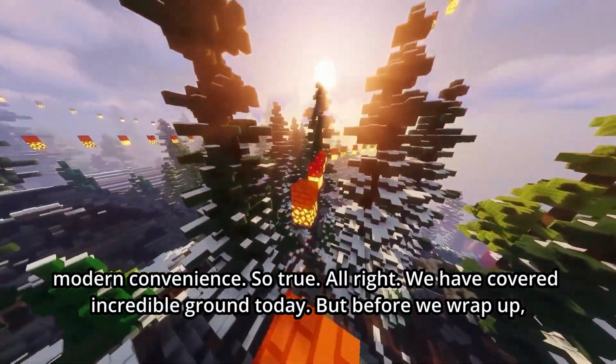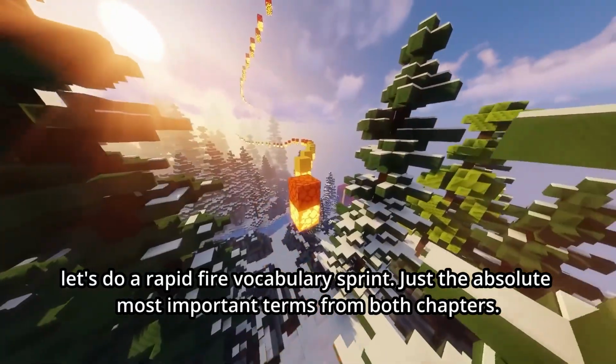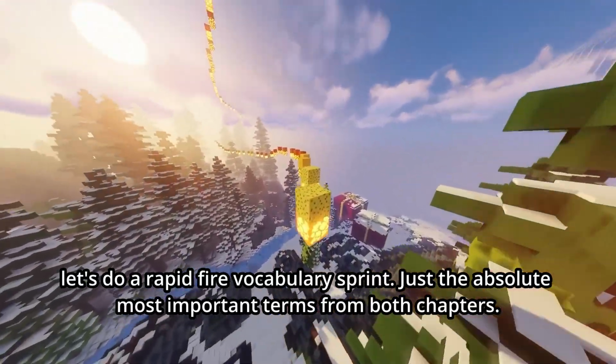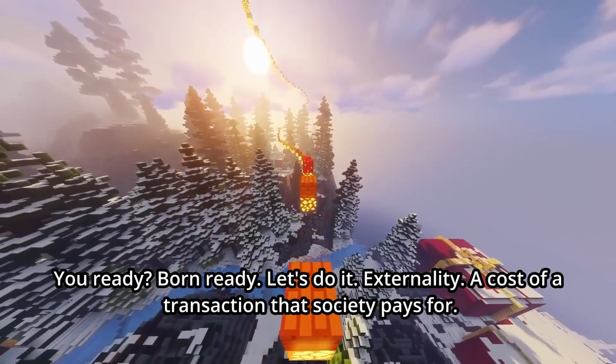So true. All right, we have covered incredible ground today. But before we wrap up, let's do a rapid-fire vocabulary sprint. Just the absolute most important terms from both chapters. You ready? Born ready. Let's do it.